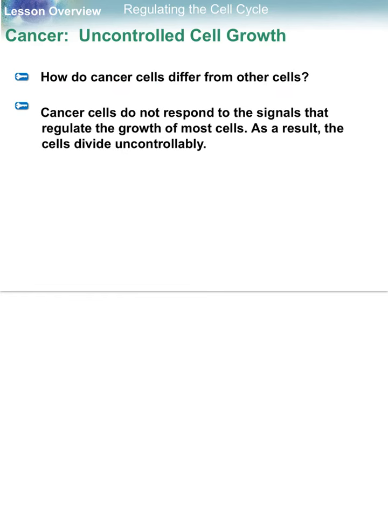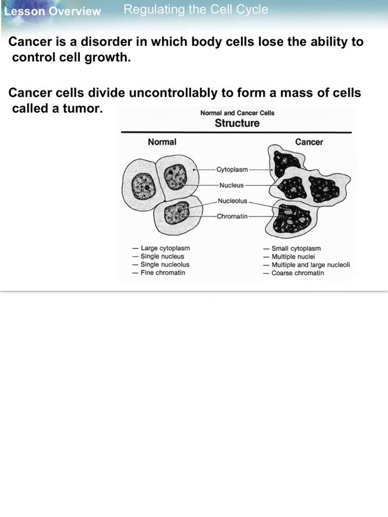Sometimes our cells lose the ability to detect when things are getting out of hand. When this happens, we start to see things called cancers. Cancer cells do not respond to the signals that regulate the growth of most cells. As a result, cells divide uncontrollably. Cancer is a disorder in which body cells lose the ability to control cell growth. Cancer cells divide uncontrollably to form a mass of cells called a tumor. Typically, this happens when genetic information inside the cell is damaged in some manner.